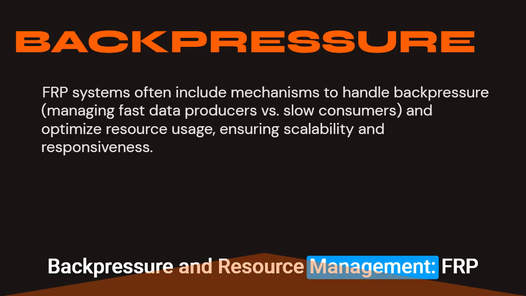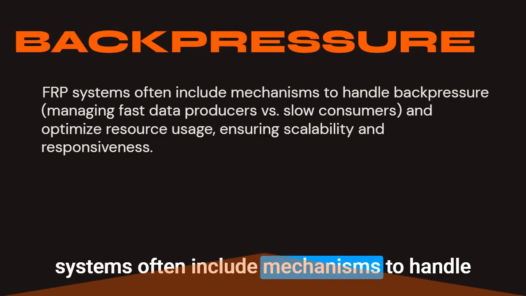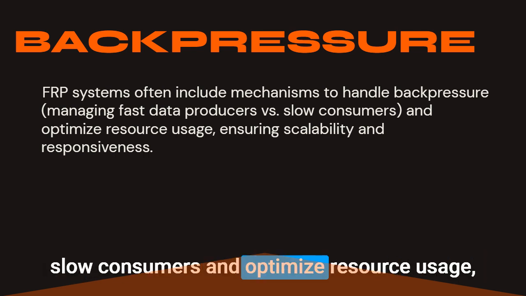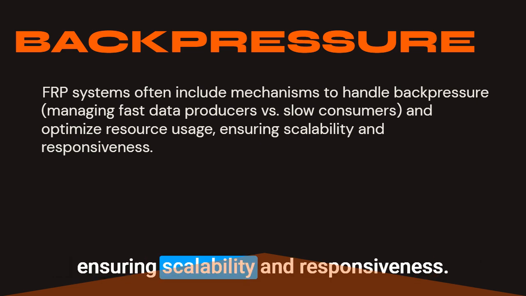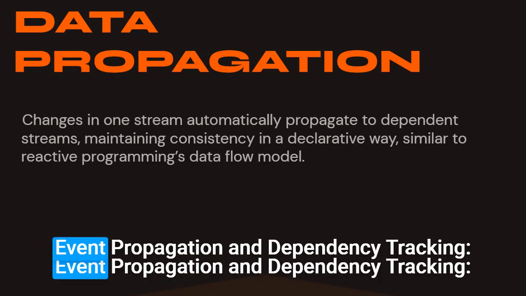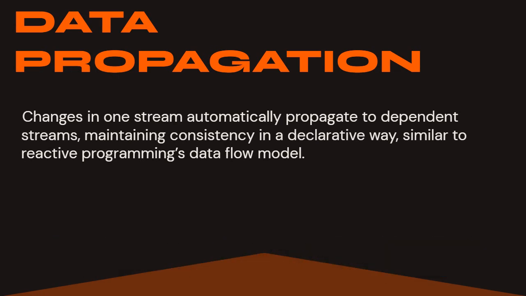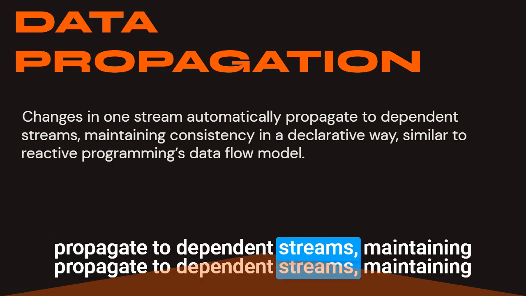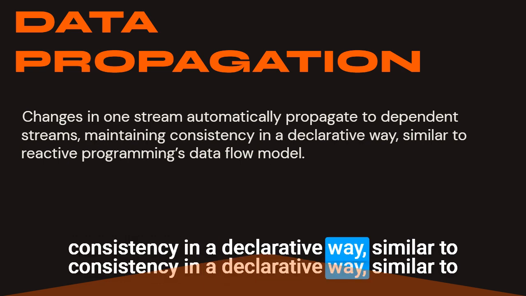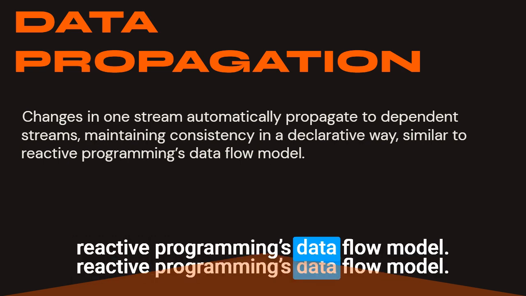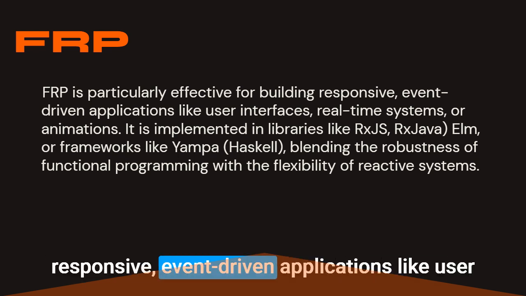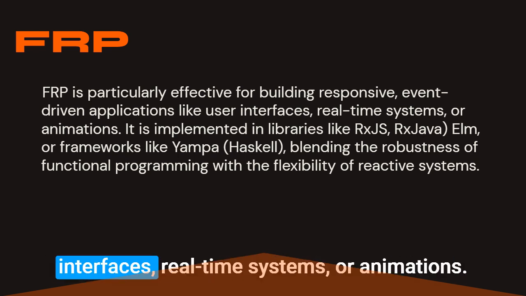Backpressure and resource management. FRP systems often include mechanisms to handle backpressure, managing fast data producers versus slow consumers, and optimize resource usage, ensuring scalability and responsiveness. Event propagation and dependency tracking. Changes in one stream automatically propagate to dependent streams, maintaining consistency in a declarative way, similar to reactive programming's data flow model. FRP is particularly effective for building responsive, event-driven applications like user interfaces, real-time systems, or animations.